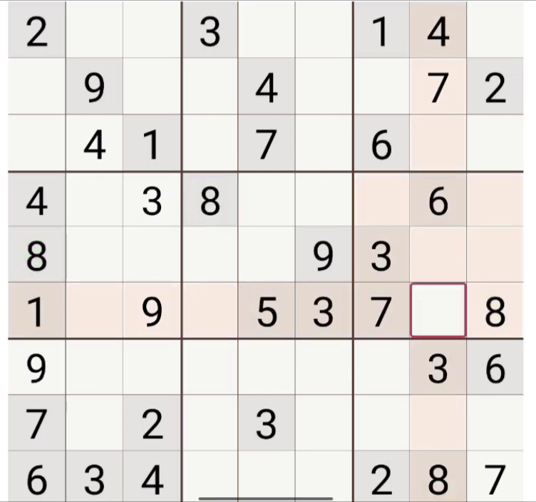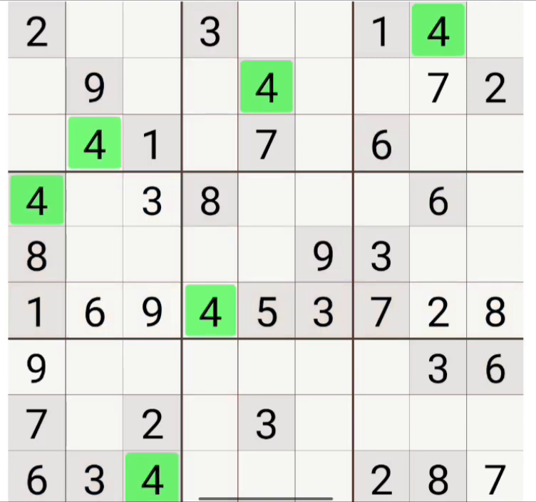Now in this cell we cannot write 4 and 6 because 4 and 6 are in the same column. So we'll place 2 in this cell, and in these two cells we have to place 4 and 6, but 4 we cannot write here because 4 is in the same box. We'll write 6 here and 4 in this cell.